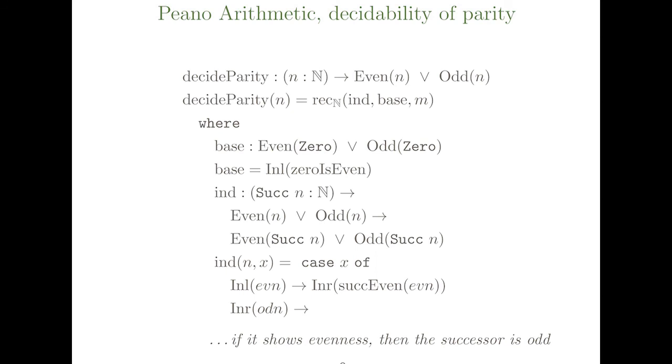If n is even, then we know that if we add 1 to n, it'll end up over here. So we need to add 1 to n using this suck even thing that I told you about before, and then stick it in the right side. So we just crossed. Boom.